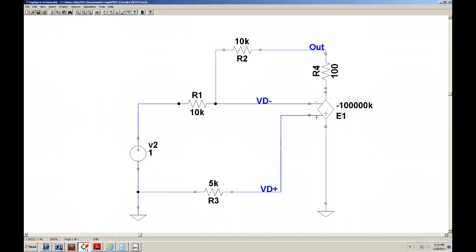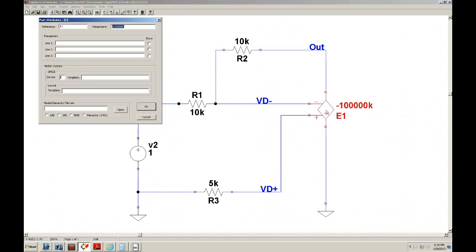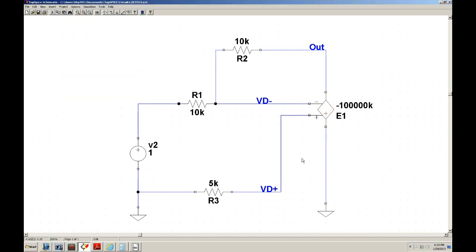So we're going to go to SPICE, and here I have TopSpice. Go ahead and take this resistor off, and let me explain a little bit about the circuit. This is a voltage controlled voltage source. Here's VD plus, here's VD minus. Now if you notice, there's a plus here. In our model, the plus is up on the top instead of the bottom.